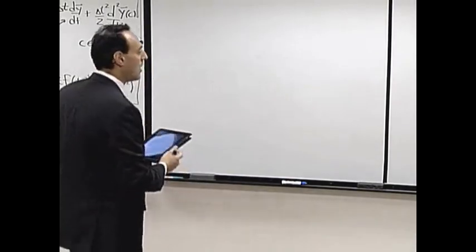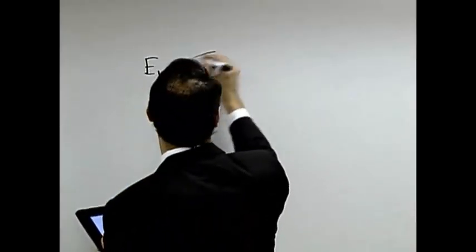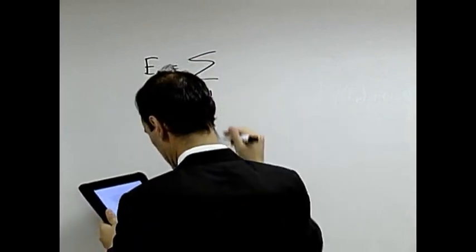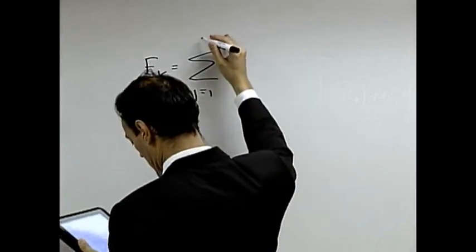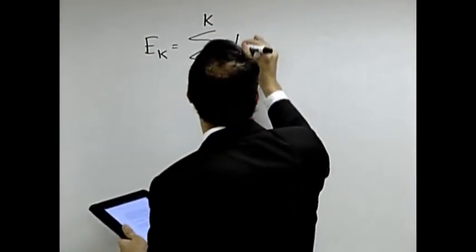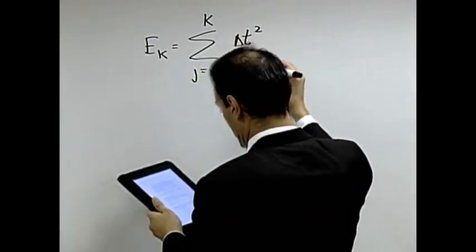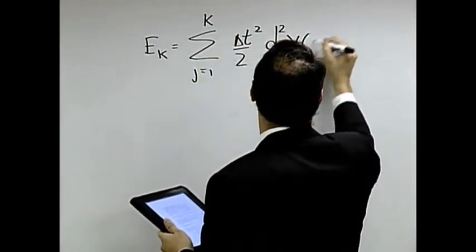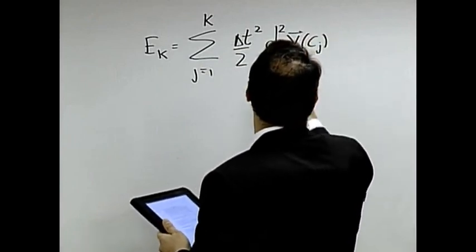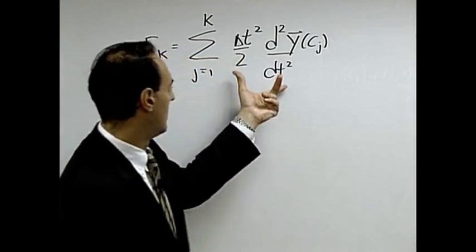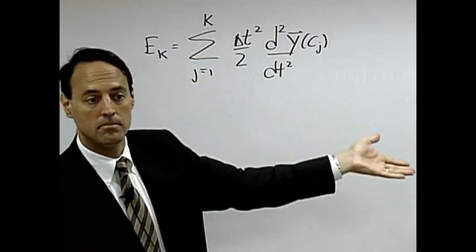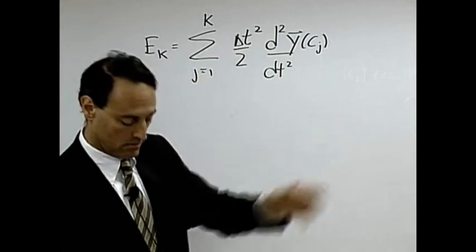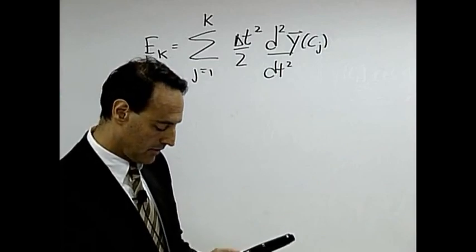So for the global error, e sub k, let me stay consistent with my notes. The sum from j equals 1 to k. I have the following formula: if every step my error is delta t squared over 2 times the second derivative evaluated at some c, then I just add them all up. I add up all my error. Okay, that's fine.